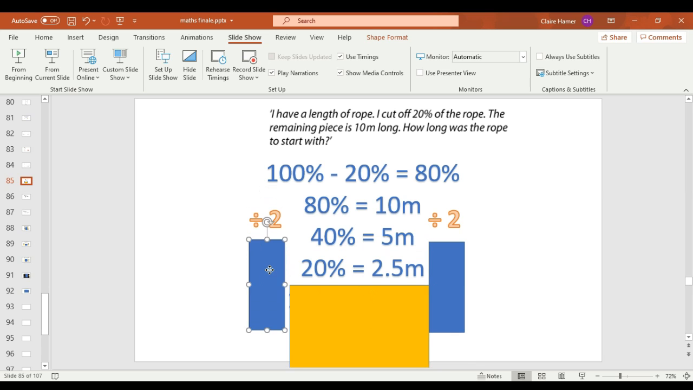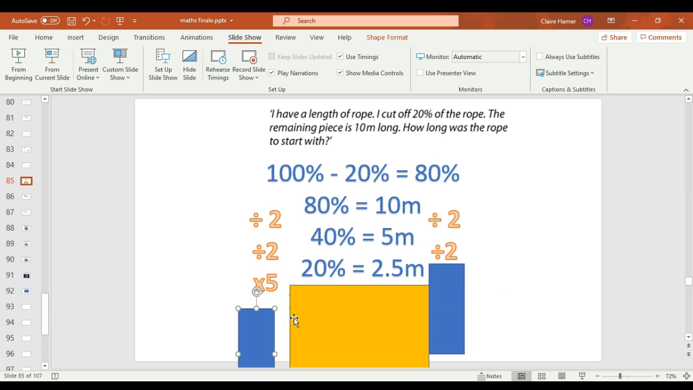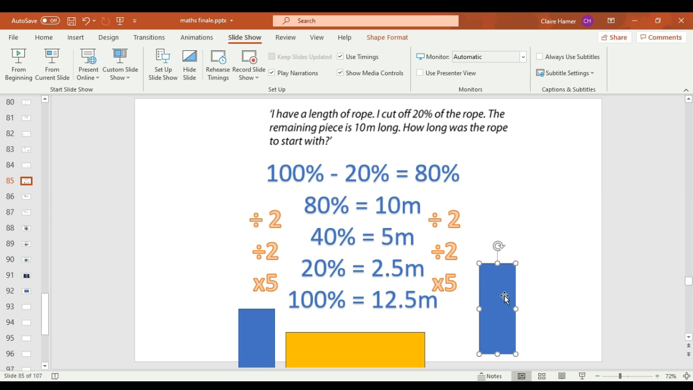Then I halved again, just to make it easy. So I actually did this in 3 steps. I just found this easy. So I halved again, so I got to 20%, and then I know that 5 20% make a whole: 20, 40, 60, 80, 100. So I scaled up and I multiplied by 5. I got the answer 12.5 meters.